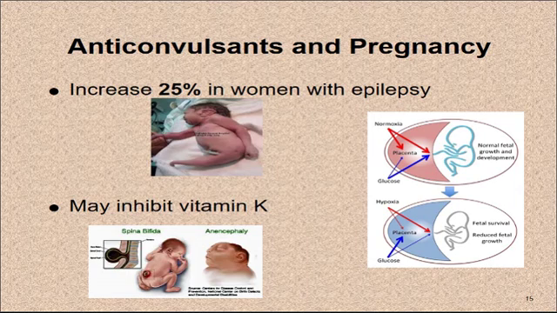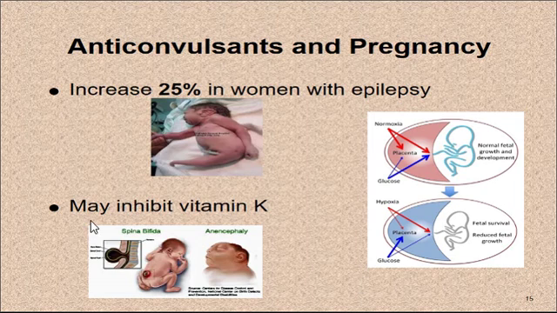And almost every one of these, as you notice, they're category D, so they're teratogenic, which can cause deformities. And then on top of it, a woman with epilepsy that gets pregnant has a 25% increased chance of having more seizures during that pregnancy.